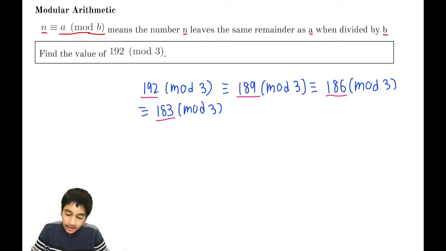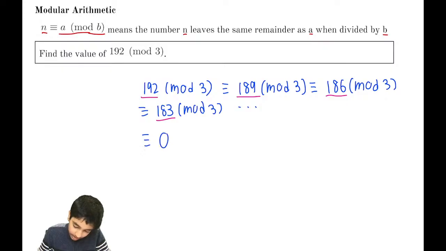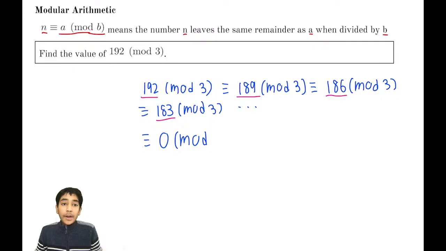And we can continue writing this, dot, dot, dot, all the way till 0 mod 3. Because 192 leaves a remainder of 0 when divided by 3. So 192 mod 3 is, sorry, I should have said, congruent to 0 mod 3. Because 192 leaves a remainder of 0 when divided by 3, and 0 leaves a remainder of 0 when divided by 3.